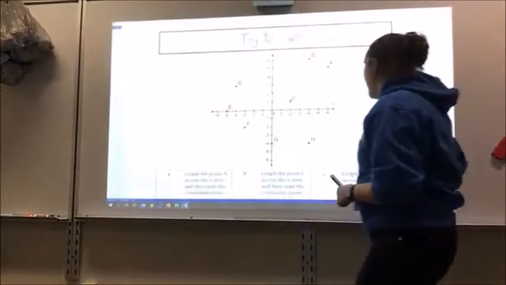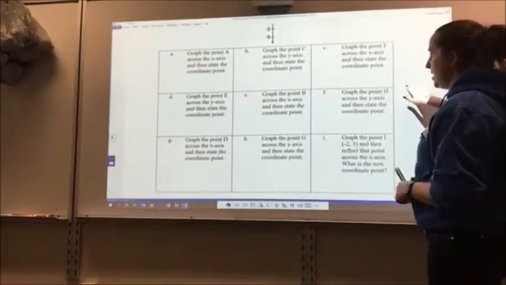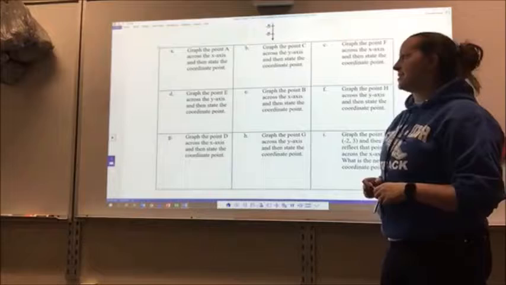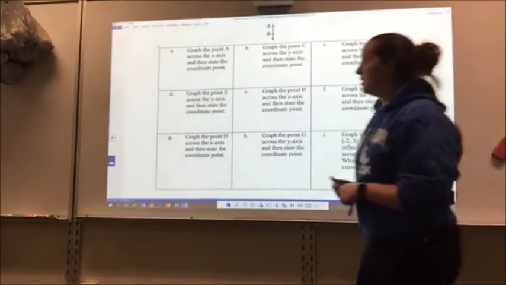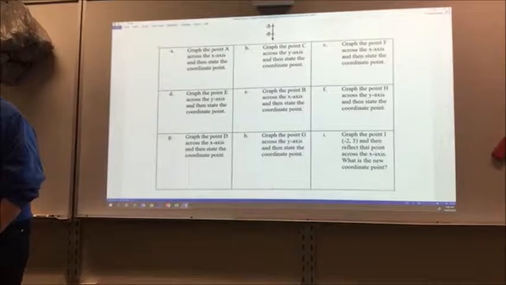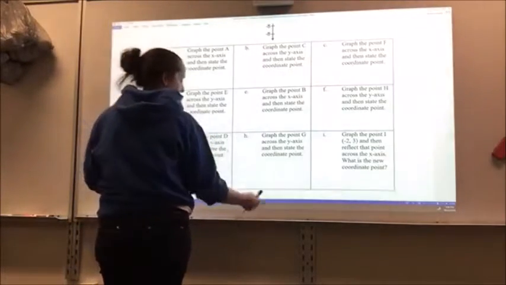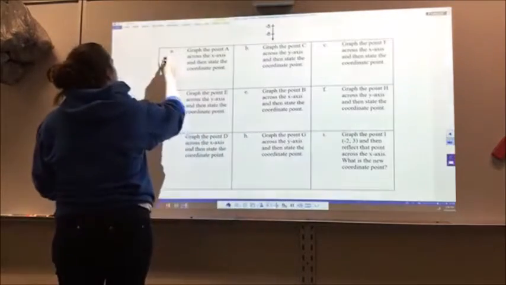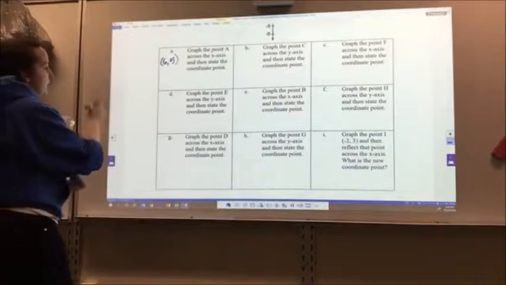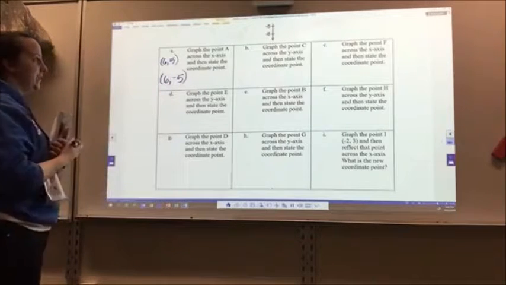For the next problem, I have this graph here, and it will help me with the 9 problems that I have. So, for letter A, it says graph the point A across the x-axis and then state the coordinate point. So, it actually wants me to graph the reflection across the x-axis for letter A. Well, A is at 6, 5. So, A is originally at 6, 5, and I want to cross the x-axis. So, my x value stays the same. My y value changes, so 6, -5.